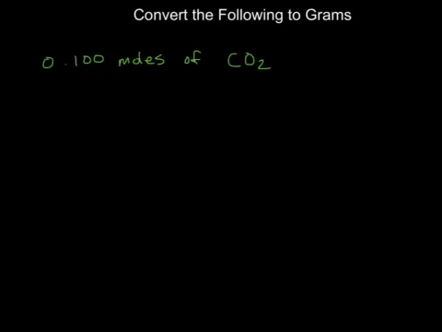Let's convert the following to grams. So we have a very small amount of moles of carbon dioxide, but once again, need to find the molar mass. After using our periodic table and addition, we find out that this is 44 grams. Alright.